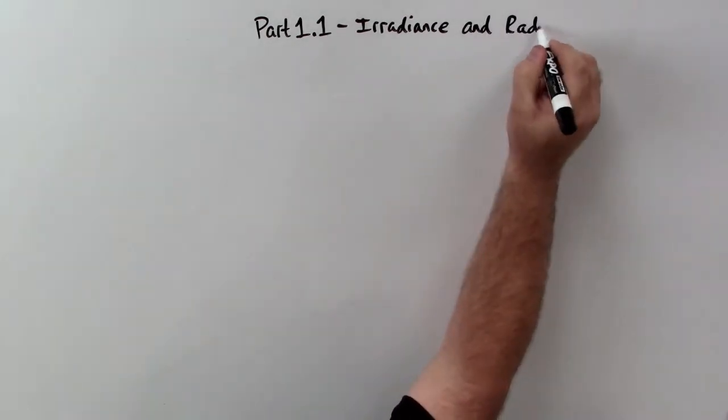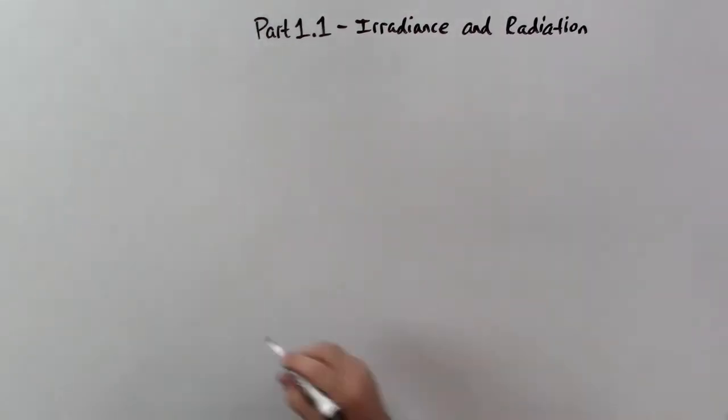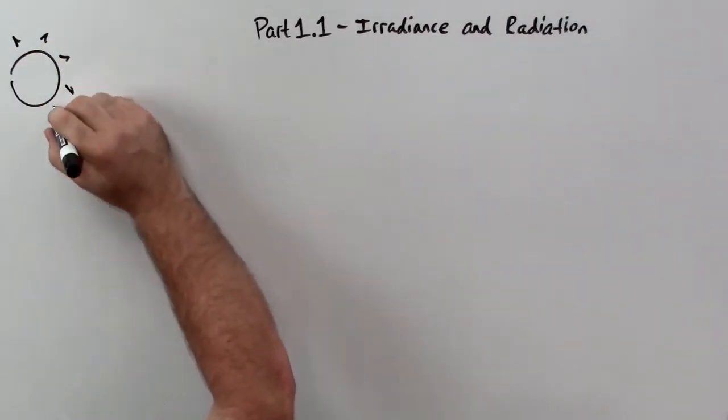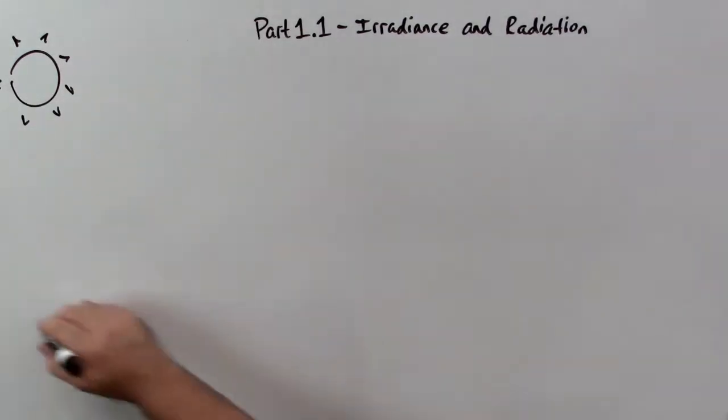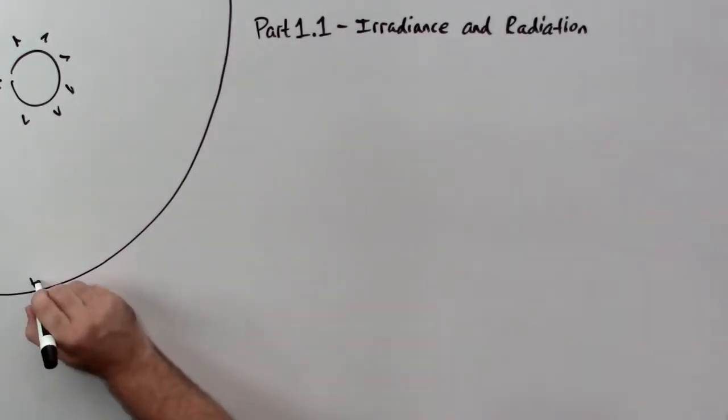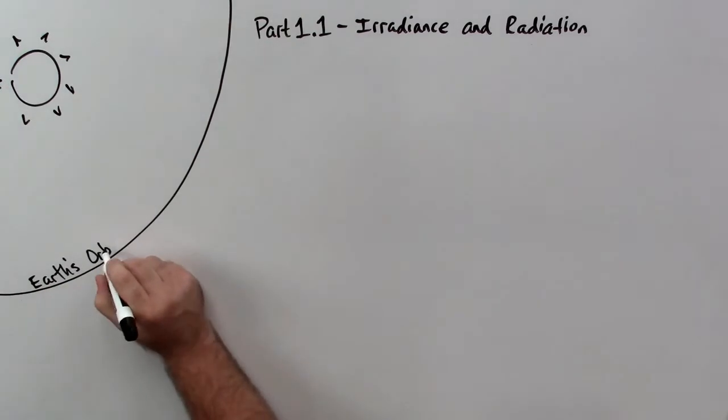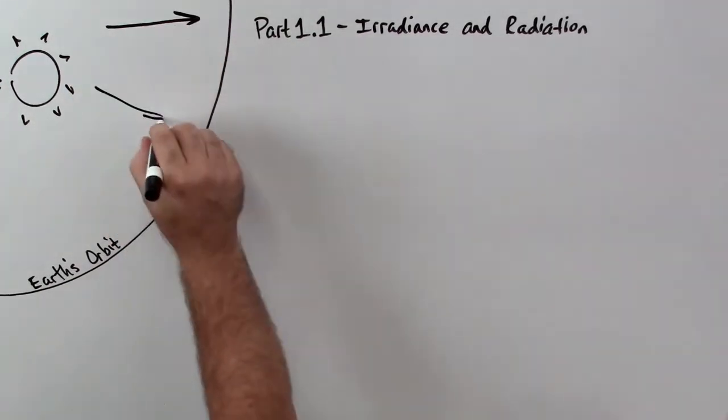Video 1.1 is about irradiance and radiation. Irradiance is the radiated power per unit area, and radiation is the radiated energy per unit area that falls on a surface, probably like the surface of the Earth.